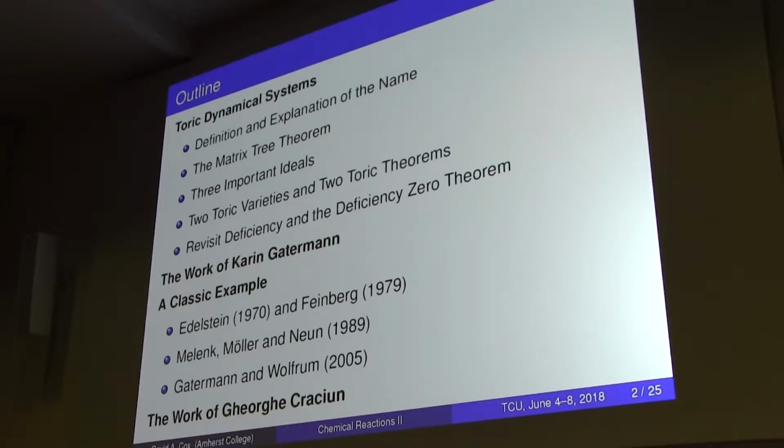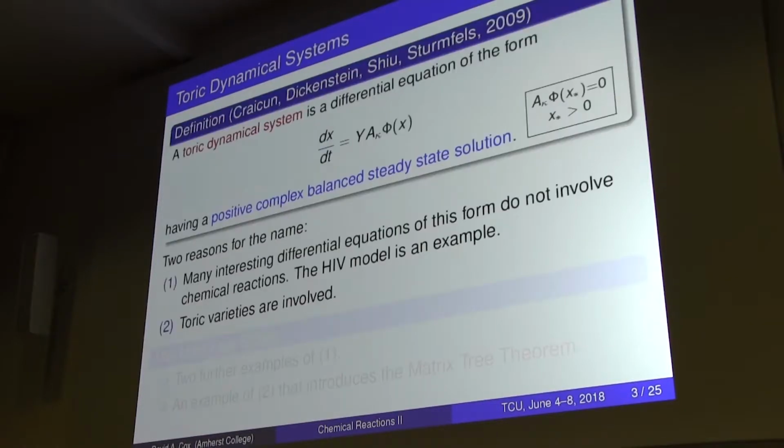It's basically her work is why we're here today. She's the one that really made that deep connection between the toric geometry and the chemical reaction networks. And then I'm going to take a classic example introduced by Edelstein in 1970 and just sort of trace it through papers that have used it and end up in a pretty remarkable place in one of Karin's papers. And then also end on some of the work of George Craken. And so that's the plan for this hour.